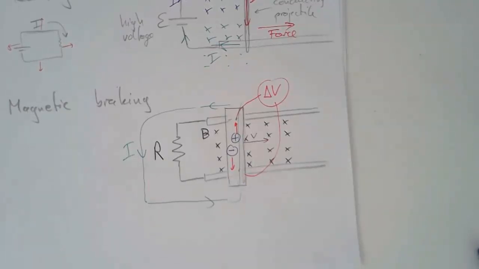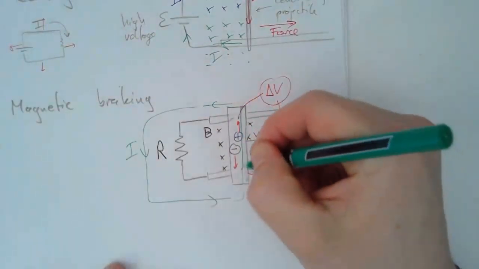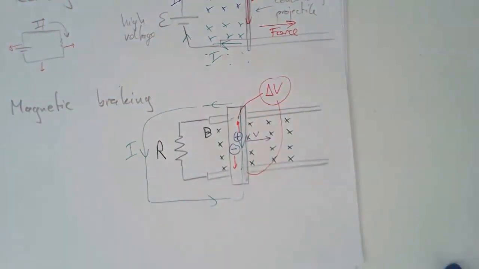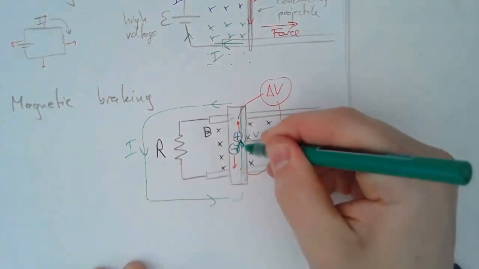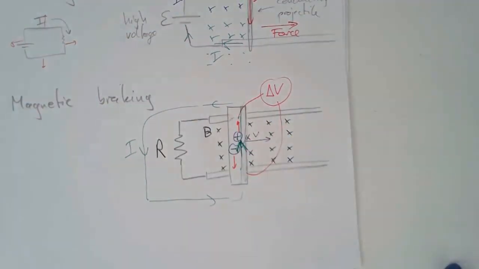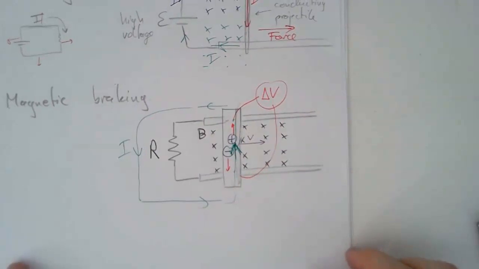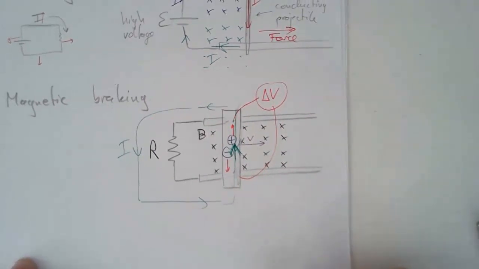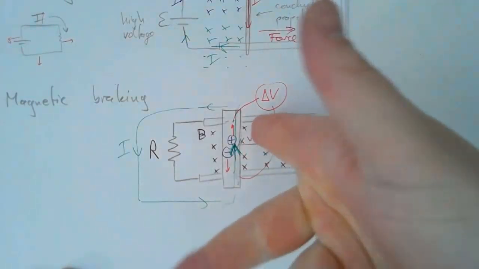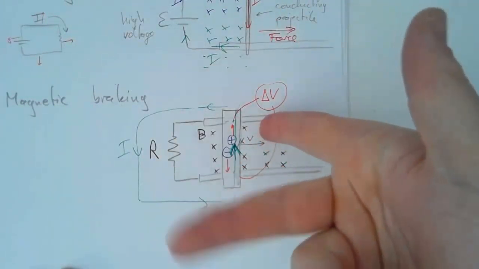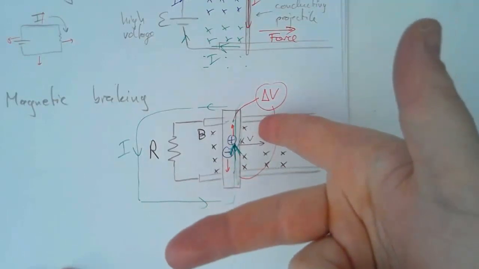Okay, so what do we have? We have a piece of metal with a current. Current going this way, right? And that thing is in a magnetic field. So I've got a current this way, magnetic field down, so there's a force to the left.